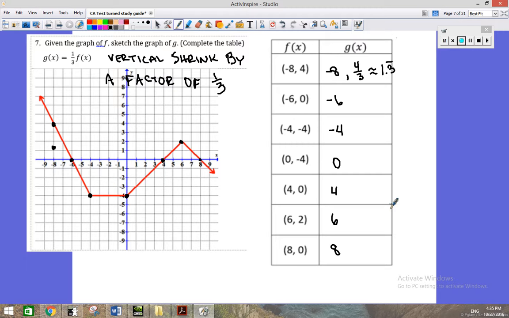On a test, I don't want you to take that much time and thought process of just plotting a point. I want it to be an integer value. You put your dot there and move on.